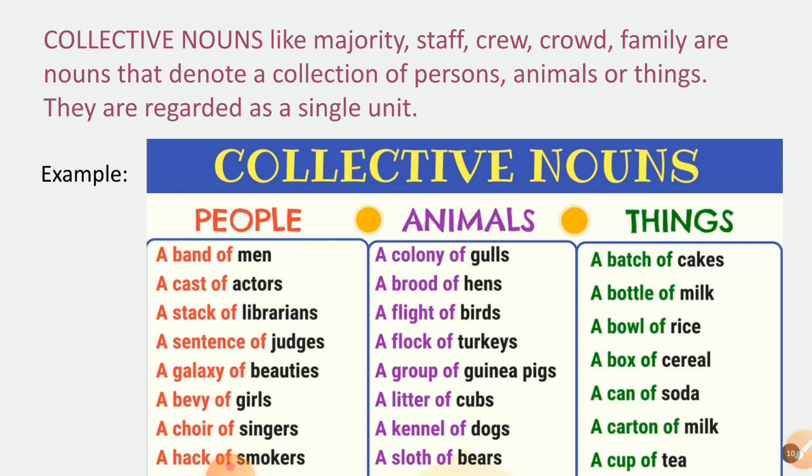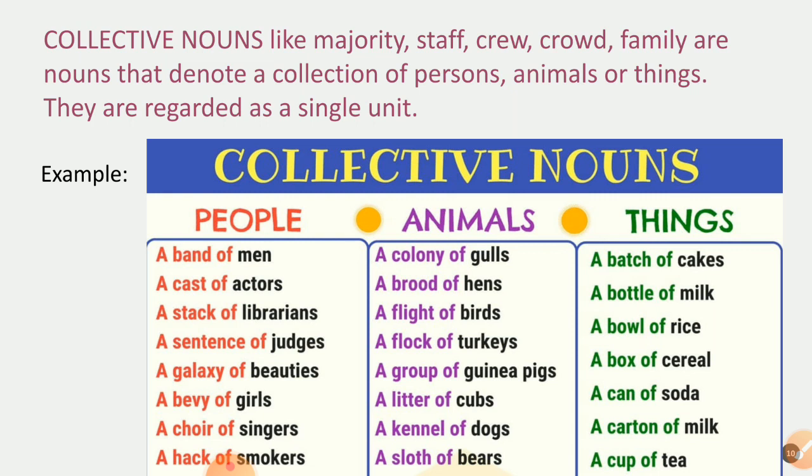The next topic is collective nouns. Like majority, staff, crew, crowd, family. These all are nouns because they denote a collection of persons, animals, or things. They are regarded as a single unit. Under this section of people, see, it's a band of men, a cast of actors. Cast of actors who have acted in the film. A galaxy of beauties, a choir of singers. You see, they all are regarded as one unit.